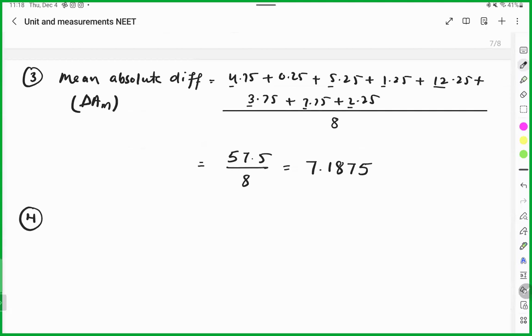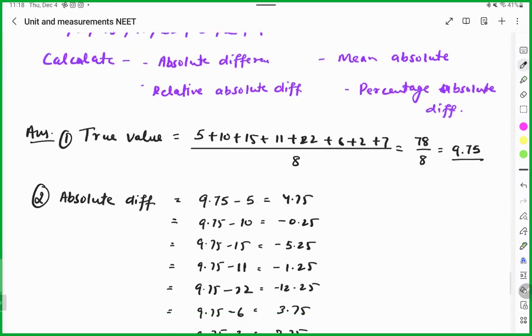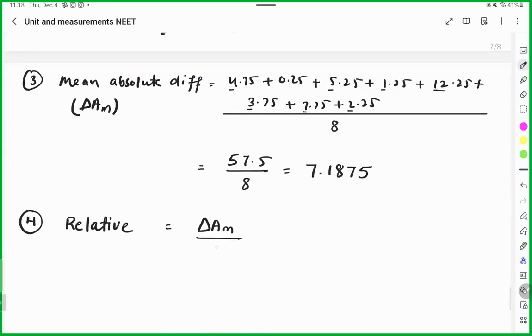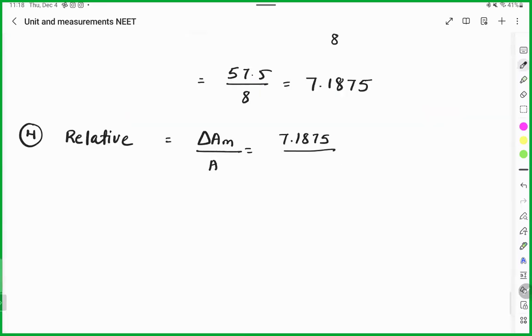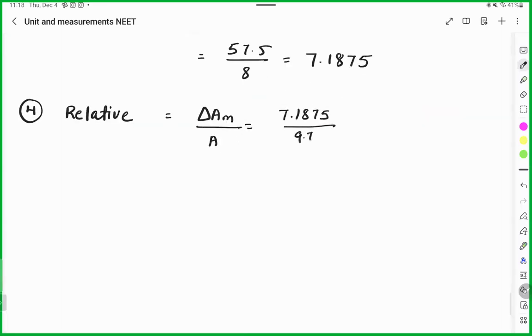Correct? Next, you have to calculate the relative value. How to calculate relative? Mean divided by the true value. And what was the true value? 9.75. So the mean is this, and the true value is the average of all, 9.75. Tell me what is the answer.